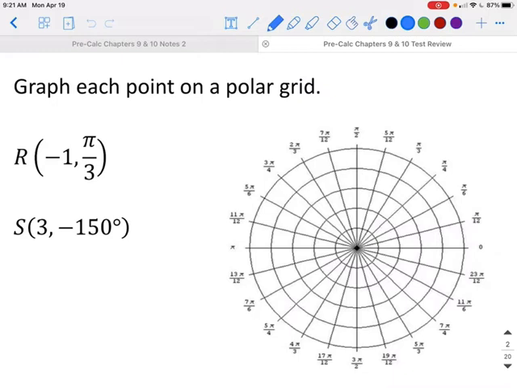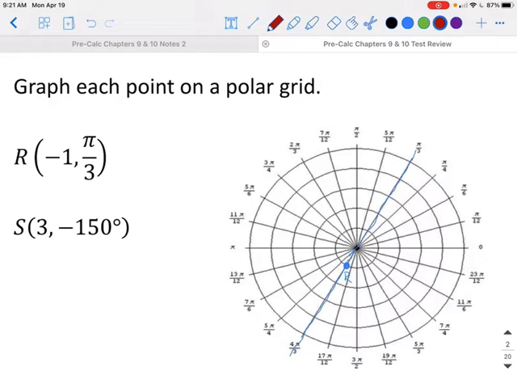So we need to graph the point of pi over 3 and negative 1. We're going to go to pi over 3, which is this line right here, and it extends through to the other side. And we're going to go negative 1 units. So instead of going towards pi over 3, we're going to go away from pi over 3, one circle out. So this would be point R.